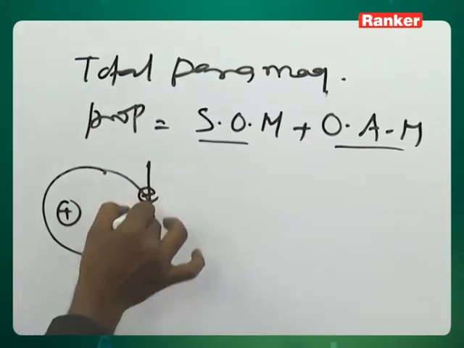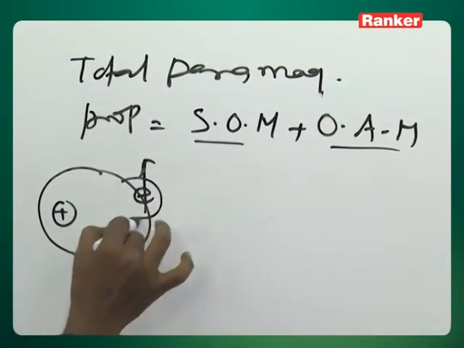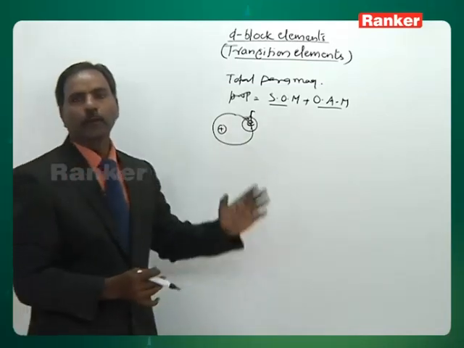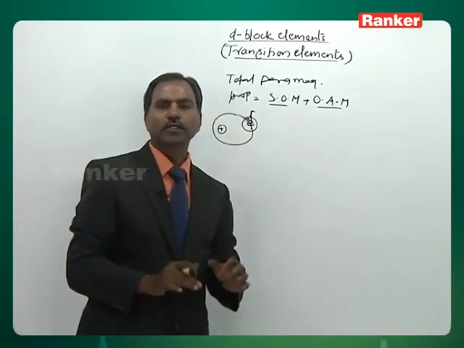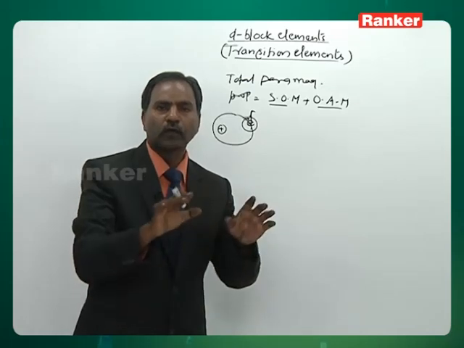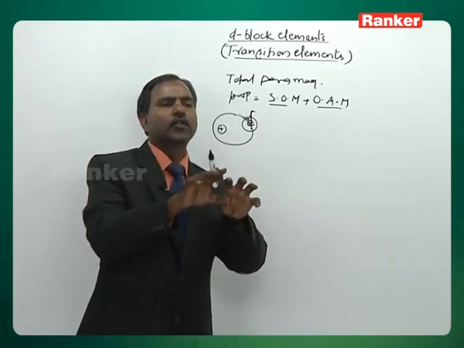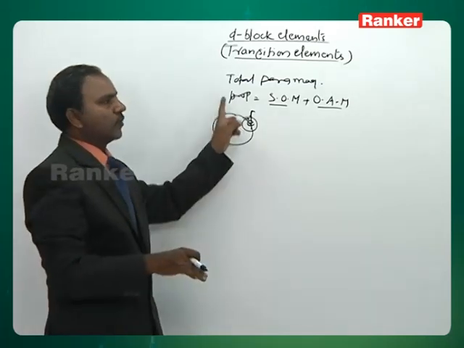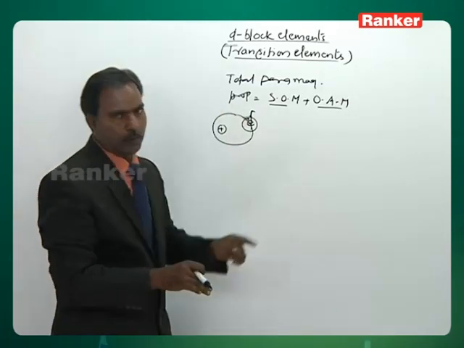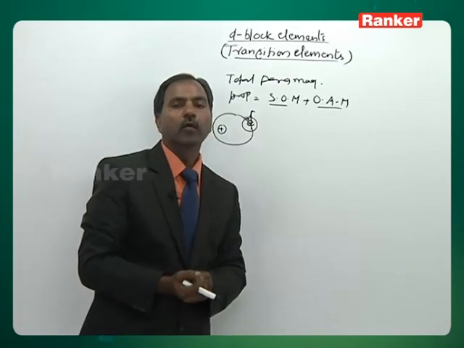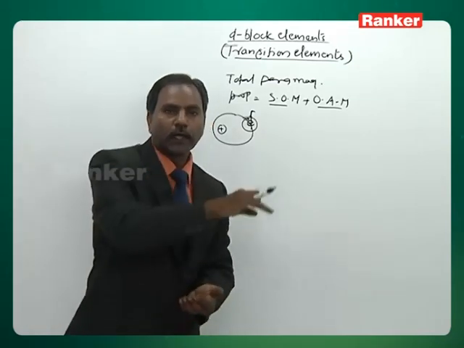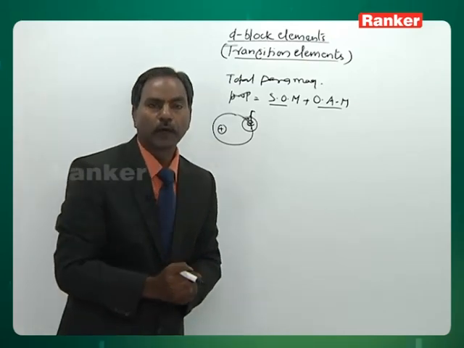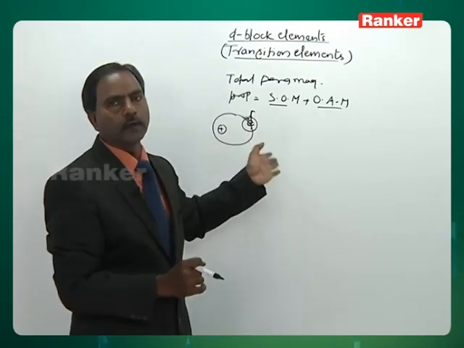Once revolving, this particular electron is also spinning on its own axis, developing a particular magnetic moment called the spin angular moment. While spinning on its own axis, it is also revolving around the nucleus in a particular orbit, and that develops one more magnetic moment, called the orbital angular moment.